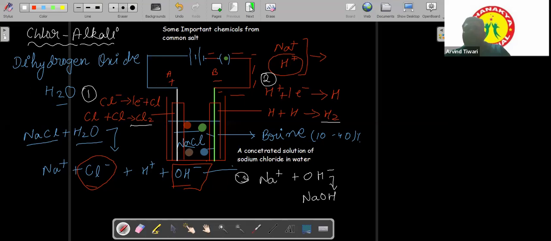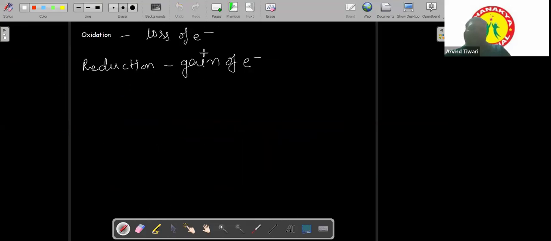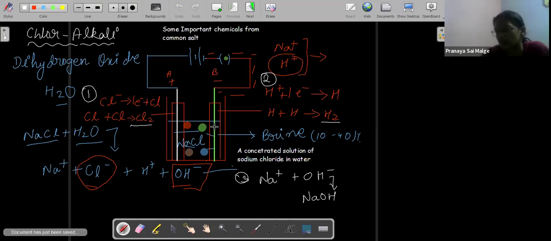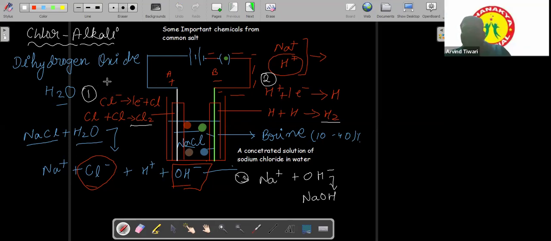So by the definition, loss of electron is called oxidation. So where do we have loss of electron? Where are we losing the electron? The first one. At reaction 1, there is oxidation taking place. So this is the plate where oxidation takes place. And always remember, the electrode where oxidation takes place is named anode.